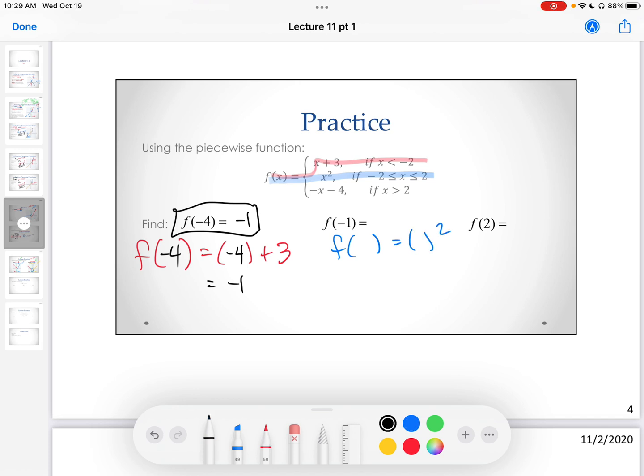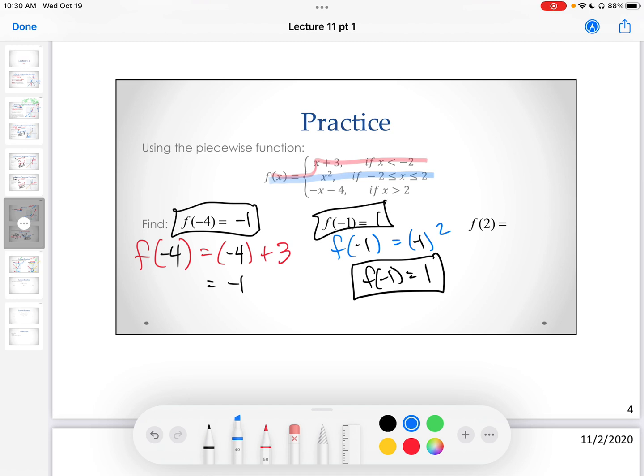Our x value is -1, and it goes in the blue function because -1 is between -2 and 2. What is -1 squared? Well, -1 squared is just 1. So this just equals 1.